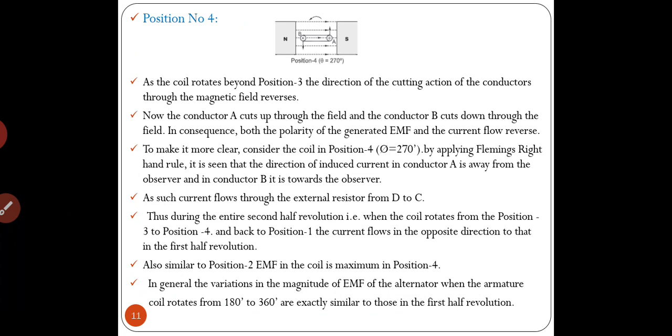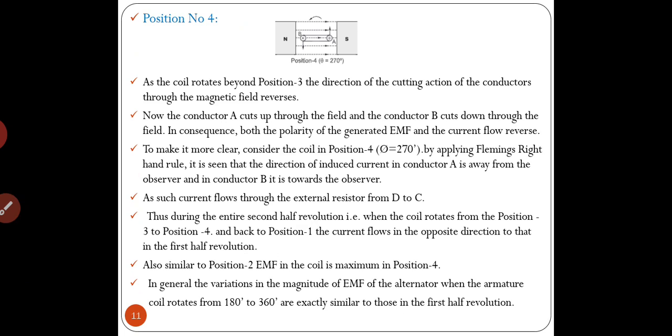Position 4. As the coil rotates beyond position 3, the direction of the cutting action of the conductors through the magnetic field reverses. Now conductor A cuts up through the field and conductor B cuts down through the field. In consequence, both the polarity of the generated EMF and the direction of current flow reverse.